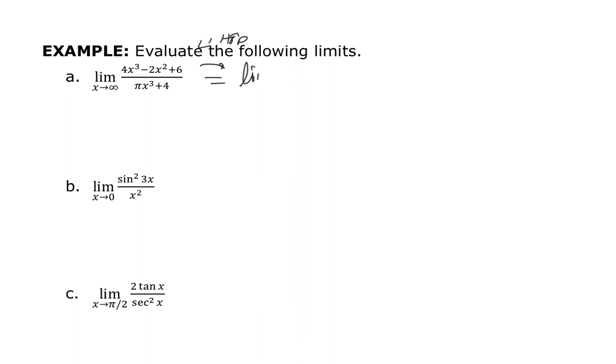So we have the limit as x goes to infinity. Now if I do the derivative of the numerator, I'm going to get 12x squared minus 4x, and then the derivative of the denominator. Note this is not the quotient rule. I'm doing the derivative of the numerator separately from the derivative of the denominator. And when I do that, I'm going to get 3 pi x squared. Once again, if I try to do a direct substitution, I'm going to get infinity over infinity. So that tells me I can use L'Hopital's again.